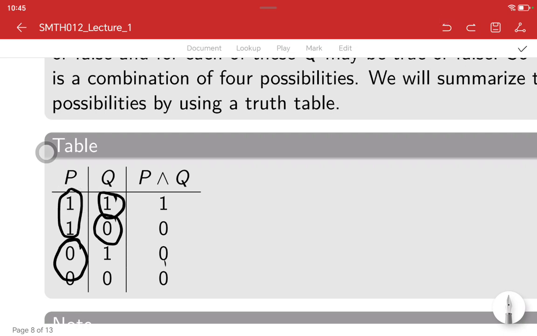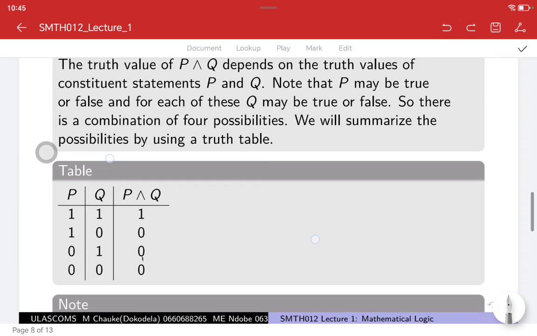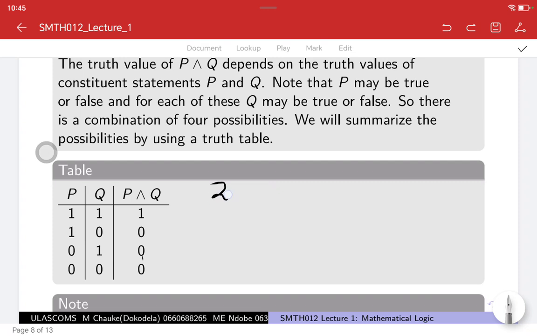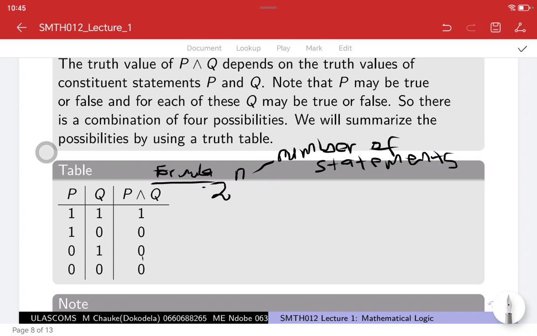So now the question is, how do I know which values to write here? What I can tell you is that the formula that we have here is 2 to the n. We're going to be using this formula to compute. This is the formula that we'll be using, 2 to the n, where n will be the number of statements.